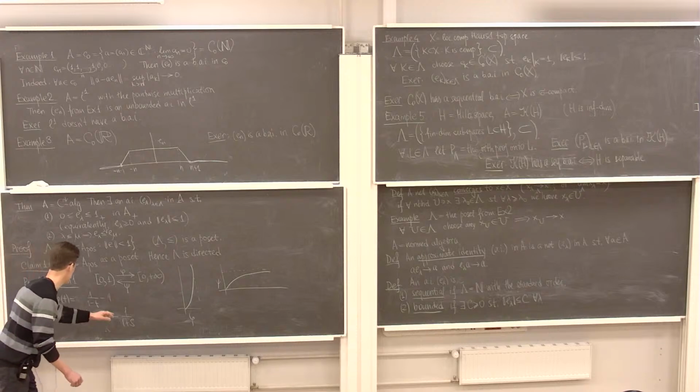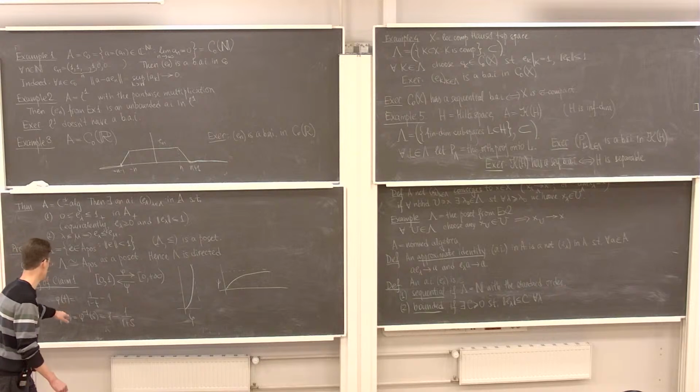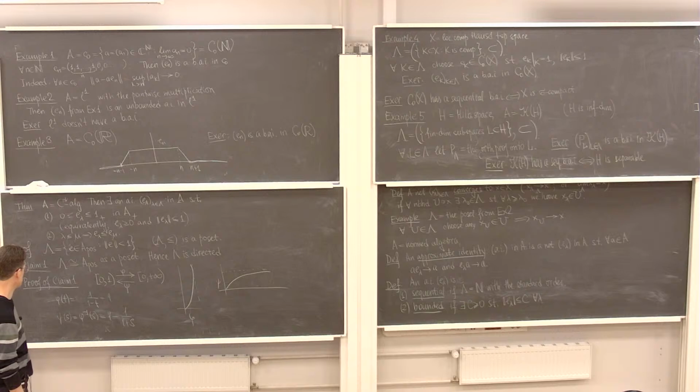And is this correct? 1 plus s. This is s. 1 plus s is 1 over 1 minus t. So 1 minus t is 1 over 1 plus s. Good. Seems to be correct. Okay.